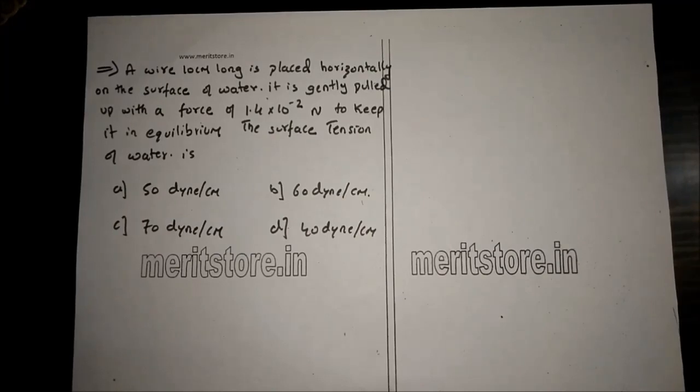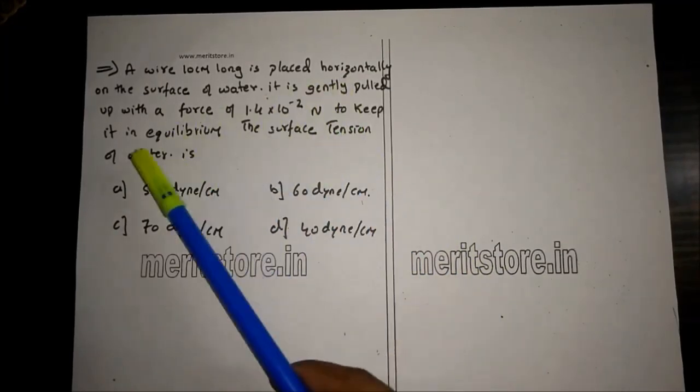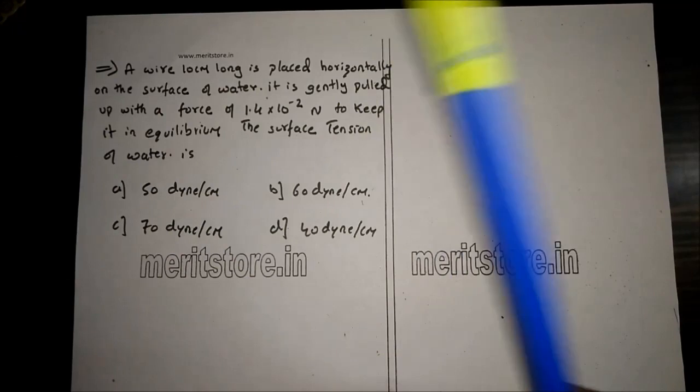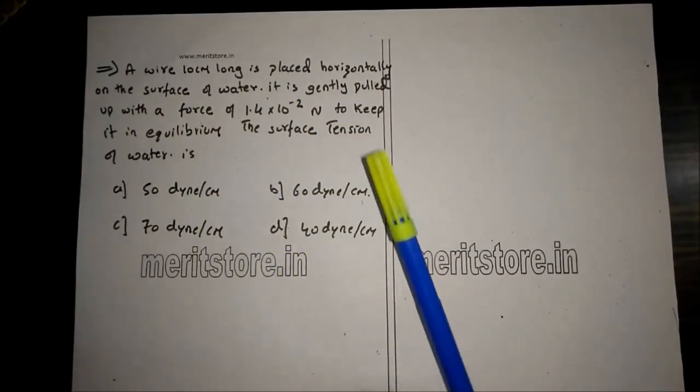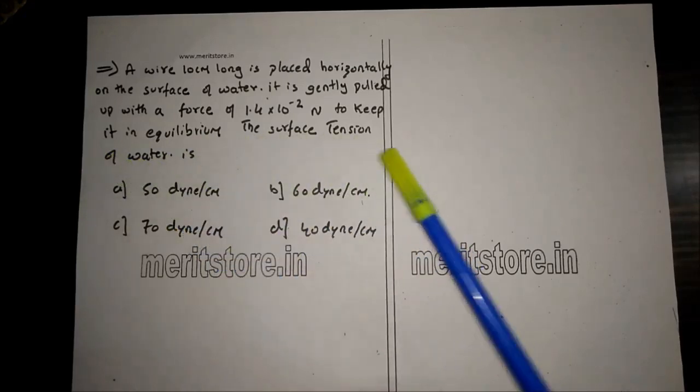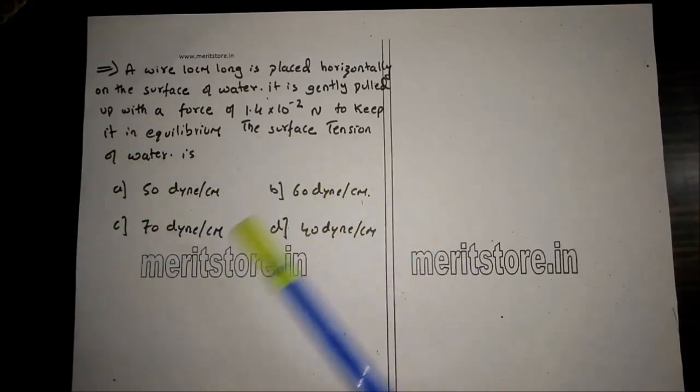A wire 10 centimeter long is placed horizontally on the surface of water. It is gently pulled up with a force of 1.4 into 10 raised to minus 2 newtons to keep it in equilibrium. The surface tension of water is, here are the options.